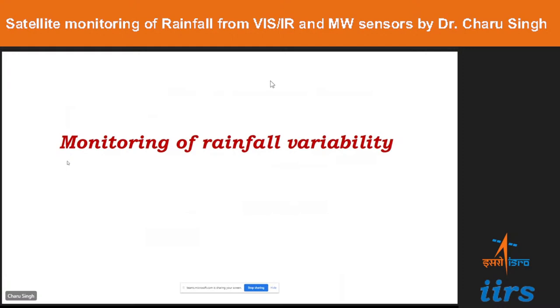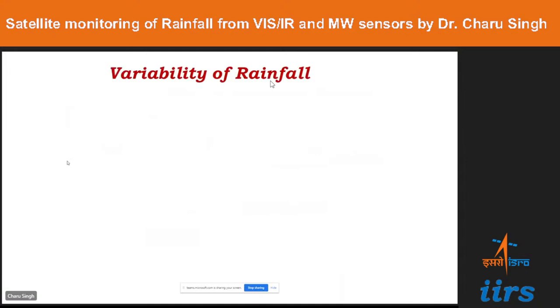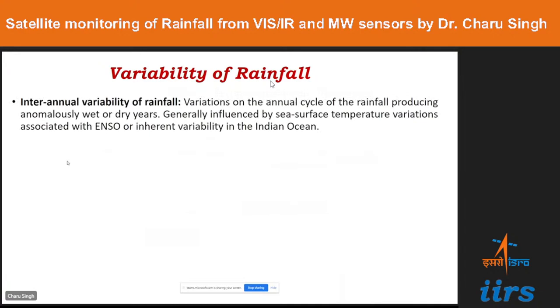Now the monitoring of rainfall variability. Before we start the monitoring of the variability, let us look into what kind of variabilities are available at various scales that we need to monitor using the satellite data sets. First of all comes the interannual variability of rainfall. These are variations in the annual cycle of the rainfall producing anomalously wet or dry years, or in other words, the flood and drought years.